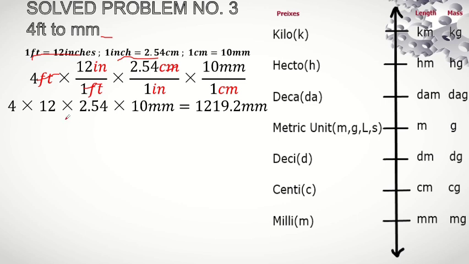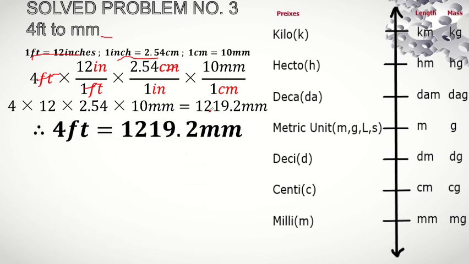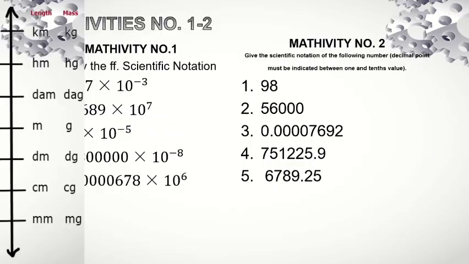Try nyo siya sa calculator and comment down kung mali ako. And proof your answer. Send me a screenshot. Now, we have 4 feet equals 1,219.2 millimeter in 4 feet.